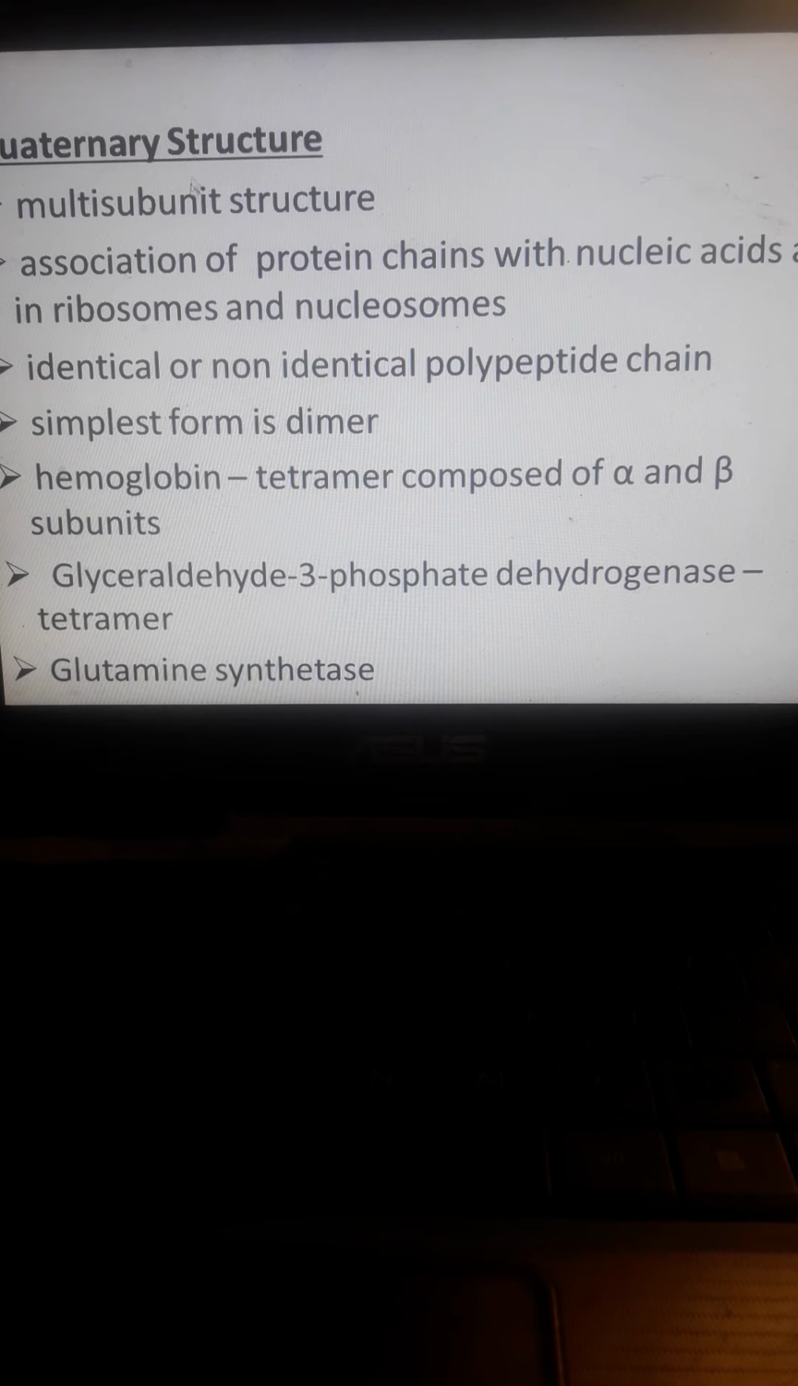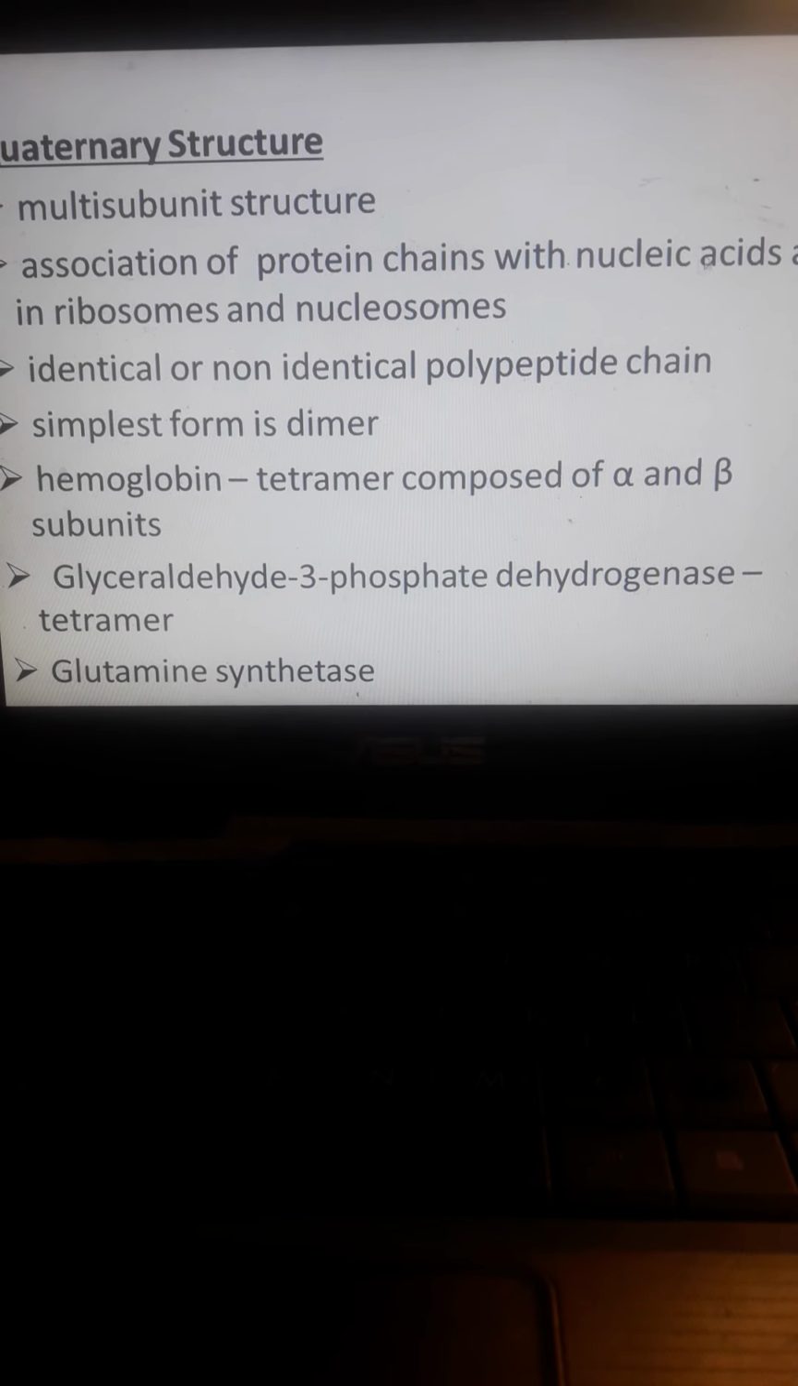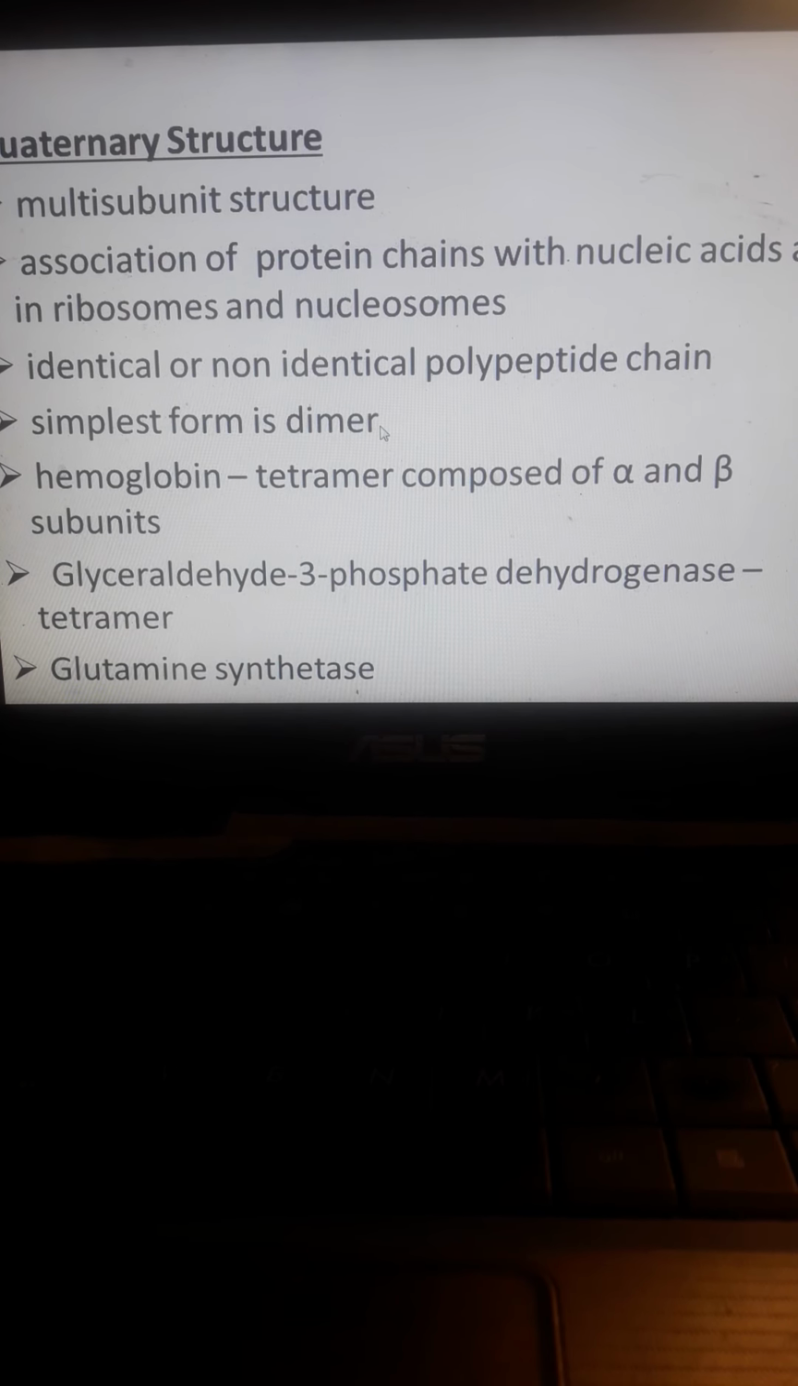So we have the quaternary structure, which is multi-subunit. Multi means there are many subunits, or many polypeptides, that comprise the quaternary structure, that is almost four. Associations of proteins and nucleic acids, like ribosomes and nucleosomes, can be identical or non-identical. You cannot really identify them because it is already a chain of four polypeptides. So we have a dimer. A dimer is two, so two polypeptide chains.